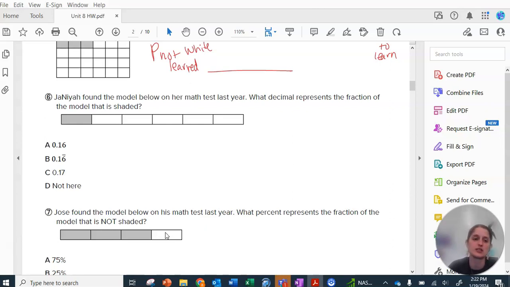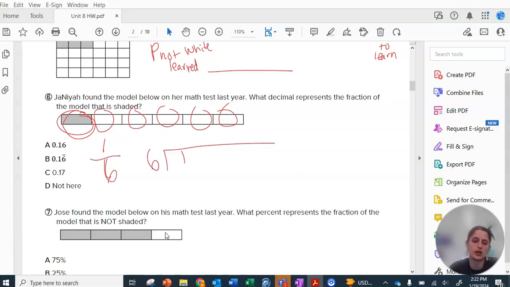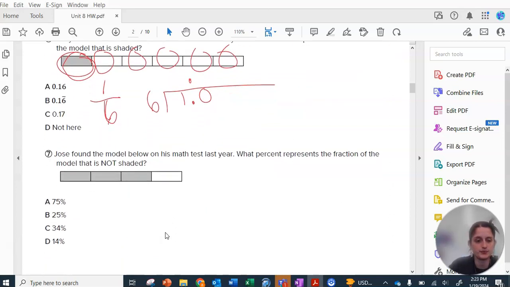Janaya found the model below on her math test last year. What decimal represents the fraction of the model that's shaded? This is 1 out of 1, 2, 3, 4, 5, 6. 1/6 does not just mean you change it to a decimal and use the 1 and the 6. You actually have to divide them to figure out what your answer is. Numerator goes in, denominator goes out. If you can't make a group of 6 out of 1, you can add a decimal and keep adding as many zeros as you need until you get your answer.